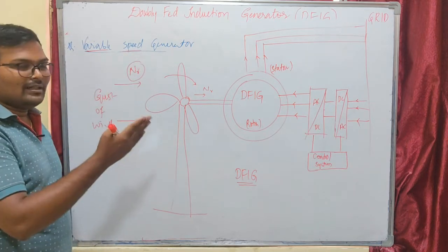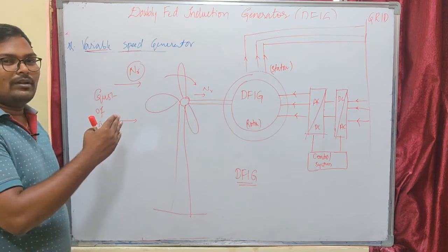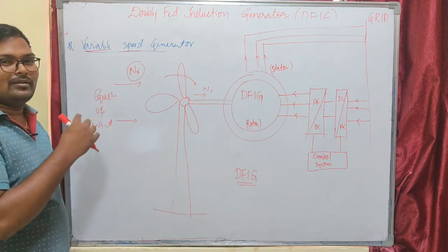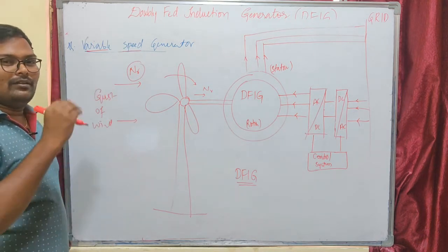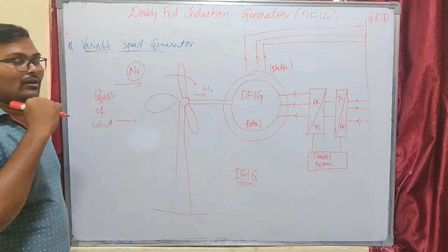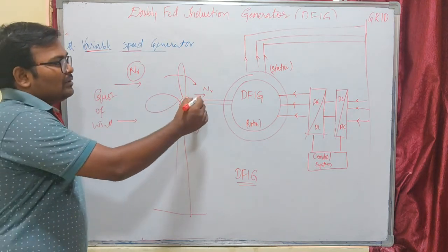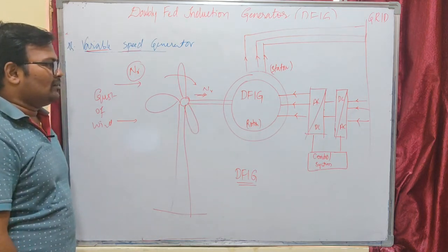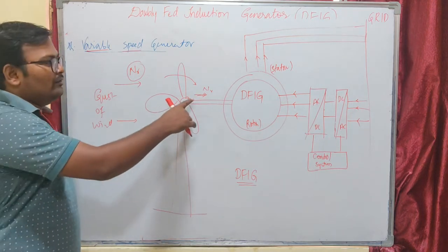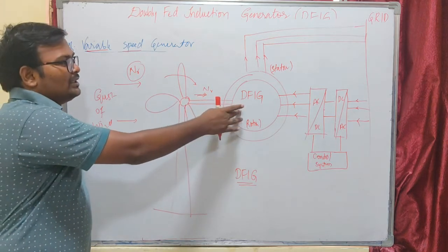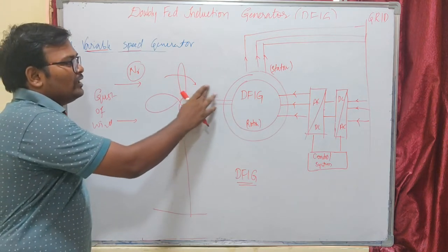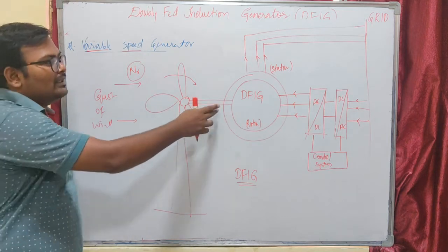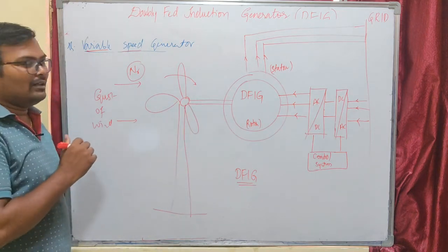But our doubly fed induction generator is a variable speed generator. That means it can generate power even in the subsynchronous mode of operation, when our rotor speed is less than synchronous speed, or in the super synchronous mode, when our rotor speed is greater than synchronous speed. So we don't need to rotate the rotor of the machine at a constant speed to generate power. We don't need to rotate the rotor at a constant speed in DFIG. So that is the best advantage of our DFIG.